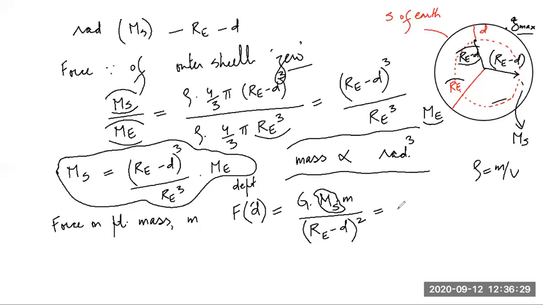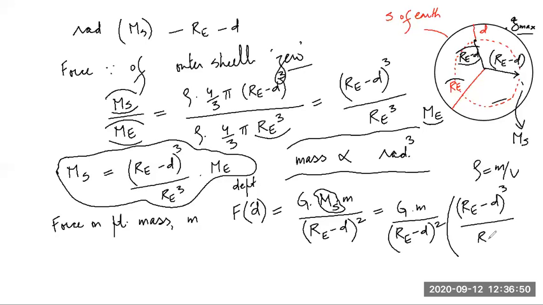From here, what does it become? It becomes G into, so I put the whole value. Or maybe I can write this m first, and then the denominator (Re minus d) whole square, and then I put the value for Ms. So Ms is (Re minus d) whole cube divided by Re cube into mass of Earth. So this is the same, Re minus d, Re minus d.